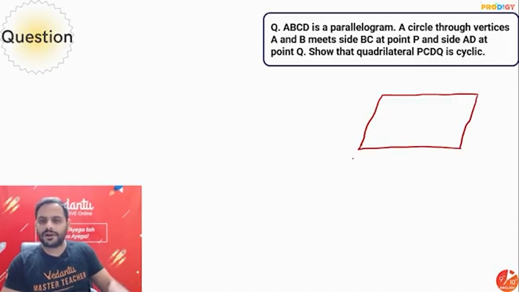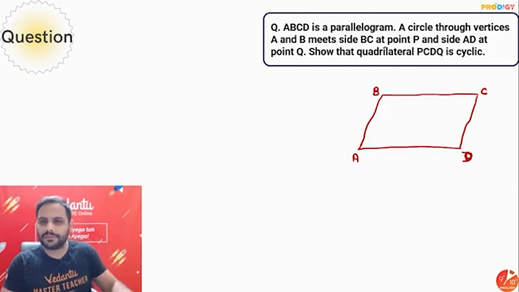Okay, let's say this is a quadrilateral ABCD. Now a circle passes through vertices A and B and meets BC at point P and AD at point Q. So if it is passing through AB, I think I have to keep AB the smaller side. If I keep AB as the smaller side, then my diagram will be clear. ABCD.